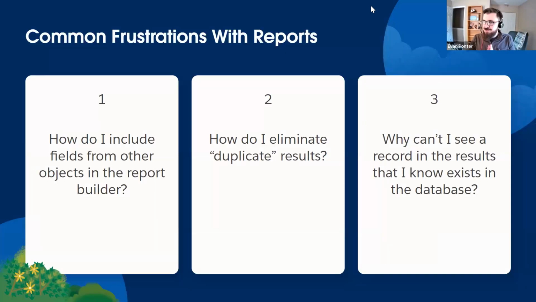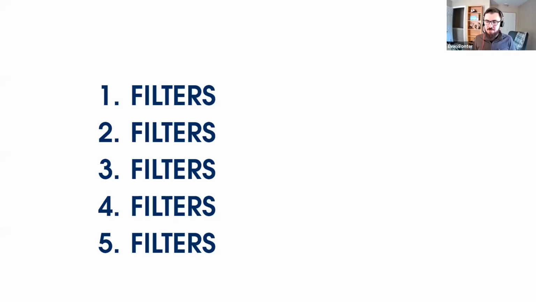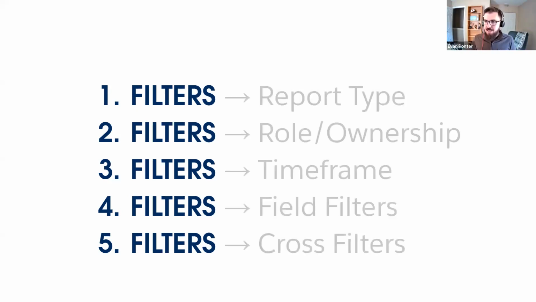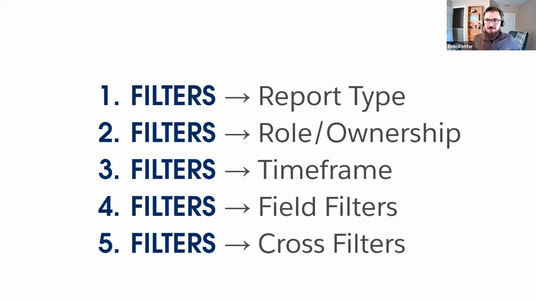Now, the reason you can't see a record in your report comes down to 5 basic things. So we're going to step through all 5 of those right now. Filters, filters, filters, filters, filters. When we're working with reporting, everything is a filter. We are filtering our data. And there are 5 kinds of filters you can be on the lookout for. And the good news is filters 2 through 5, you need to filter based on a time frame, a field filter, a role or ownership, or use a cross filter, which we'll talk about later.